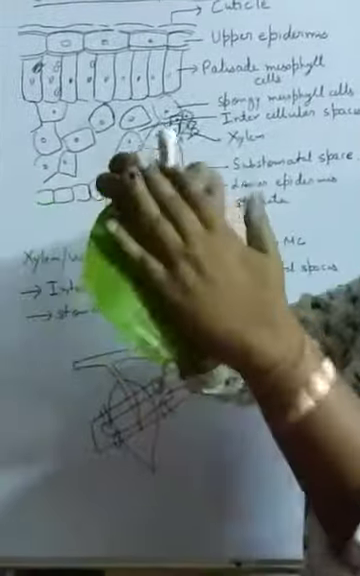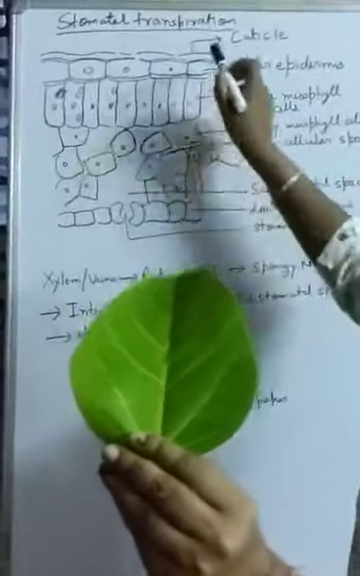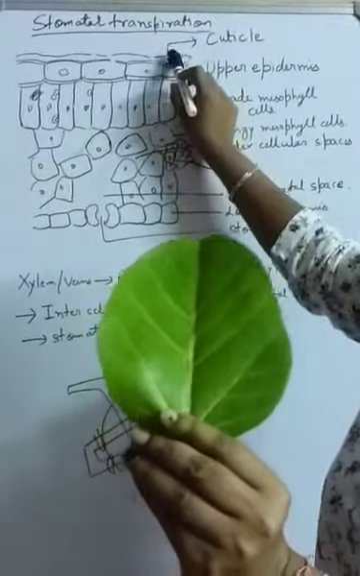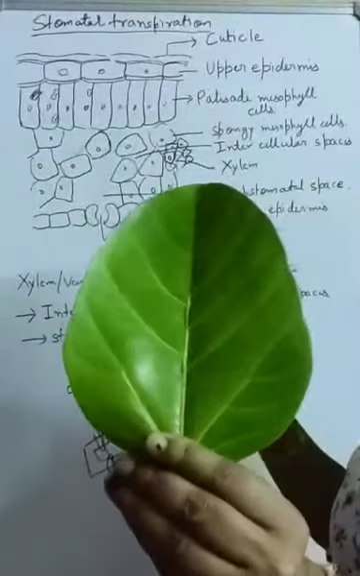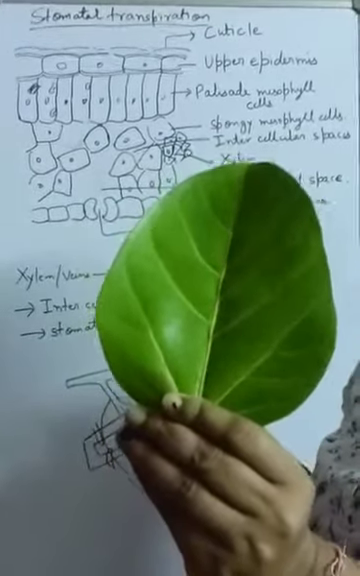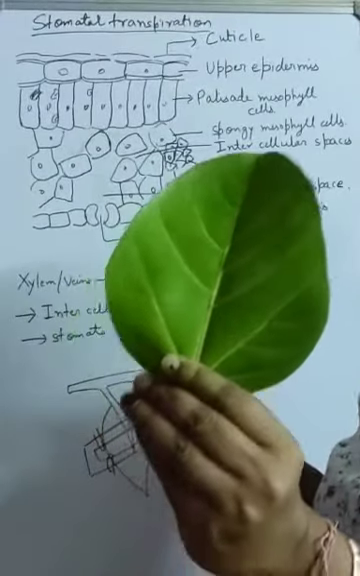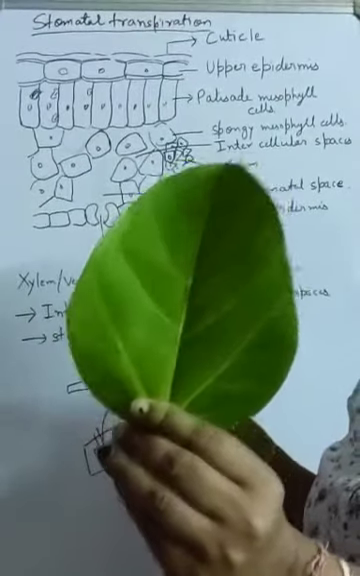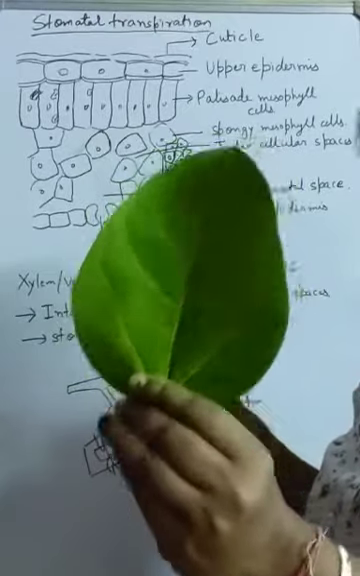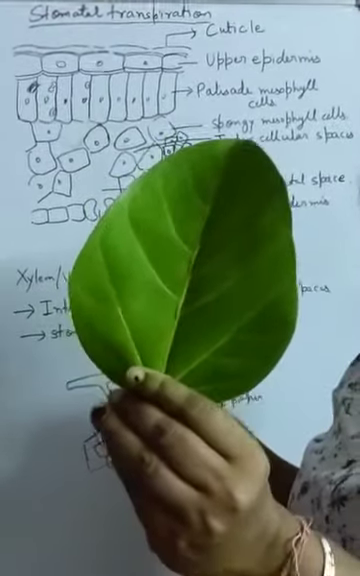Above this upper epidermis, always there is a waxy layer, thin waxy layer, which we call cuticle. Actually, cuticle is secreted by epidermis only. The function of cuticle is to stop transpiration. You will see in desert plant, that is xerophytic plant, the cuticle is thick to stop or to reduce transpiration. But still some transpiration takes place through cuticle, which we call cuticular transpiration.